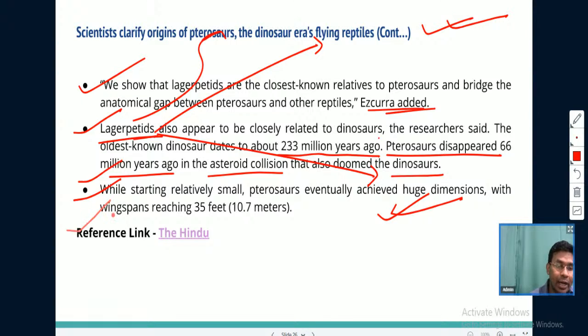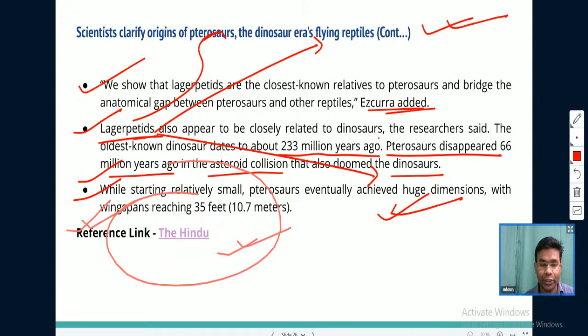If you want to learn more about it, you can follow this reference link from The Hindu. It will help you to understand more on this issue.